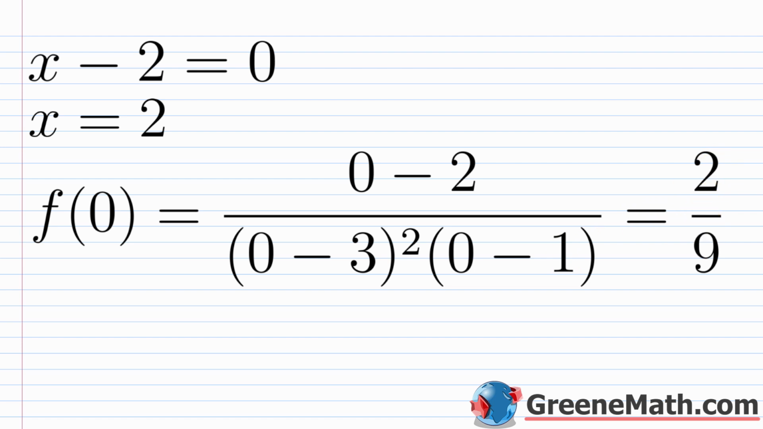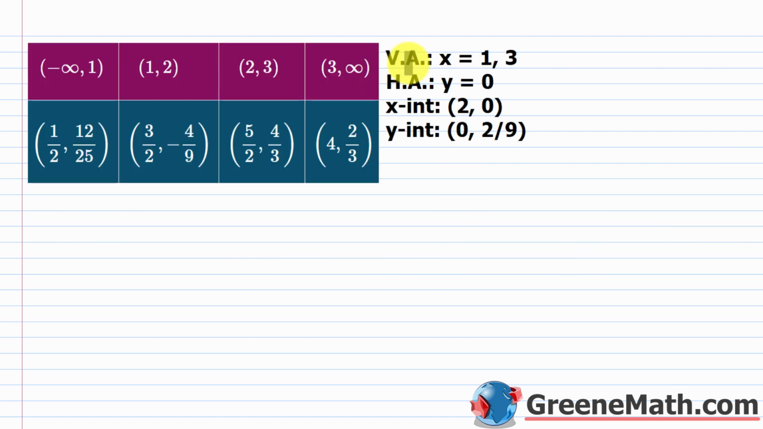So 0 comma 2/9. And just putting everything together, you have vertical asymptotes x equals 1 and also x equals 3. Again, this one right here is the one you want to put a star next to, just saying that the multiplicity of that 0 was 2. It's even, so it's going to have a different behavior than the other one. The horizontal asymptote is y equals 0, because the degree of the numerator is less than the degree of the denominator. Then the x-intercept is 2 comma 0, and the y-intercept is 0 comma 2/9.